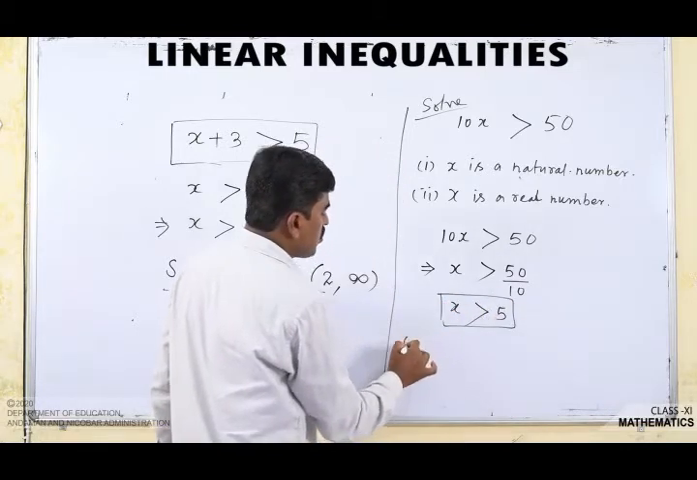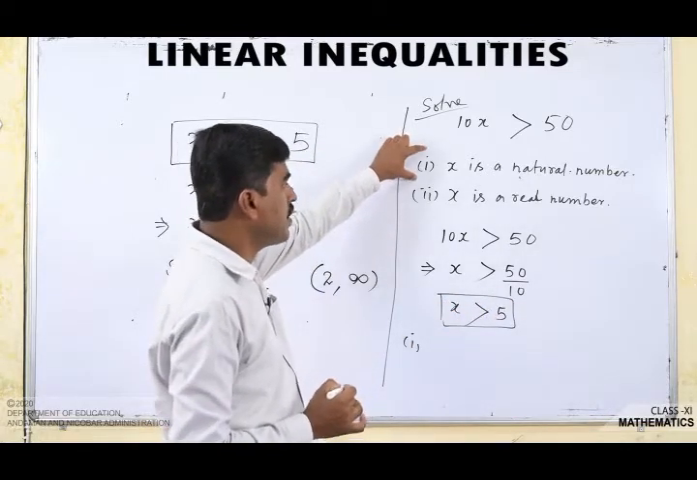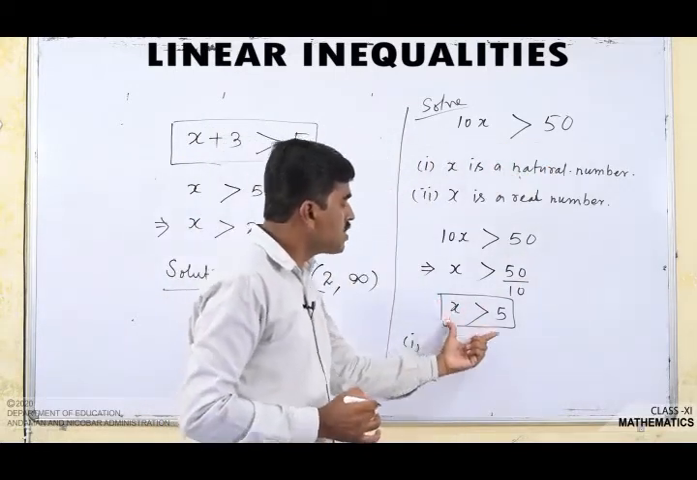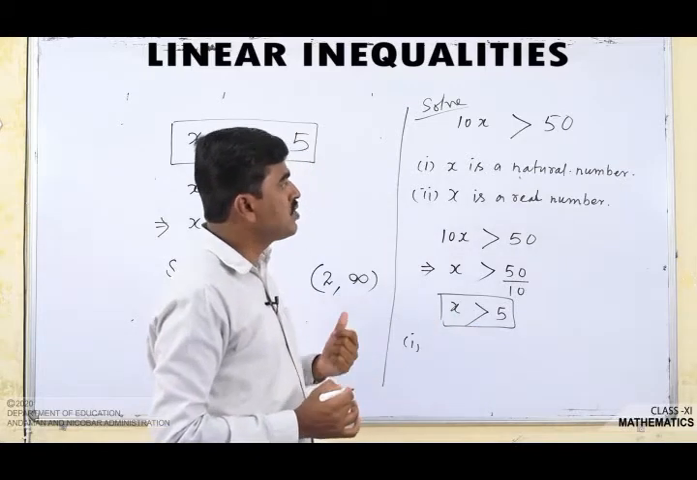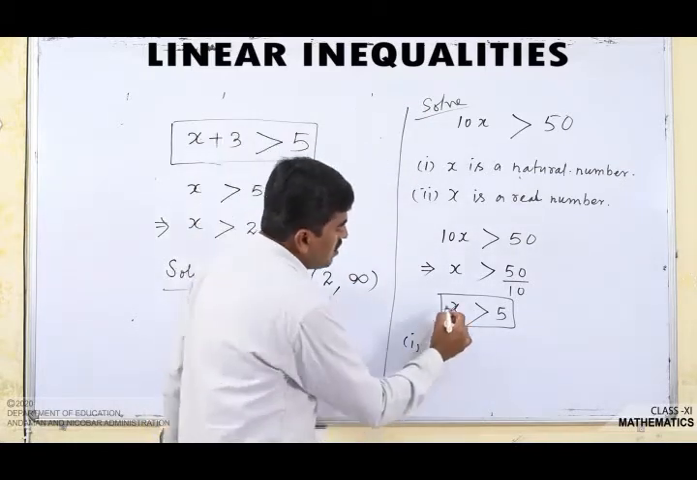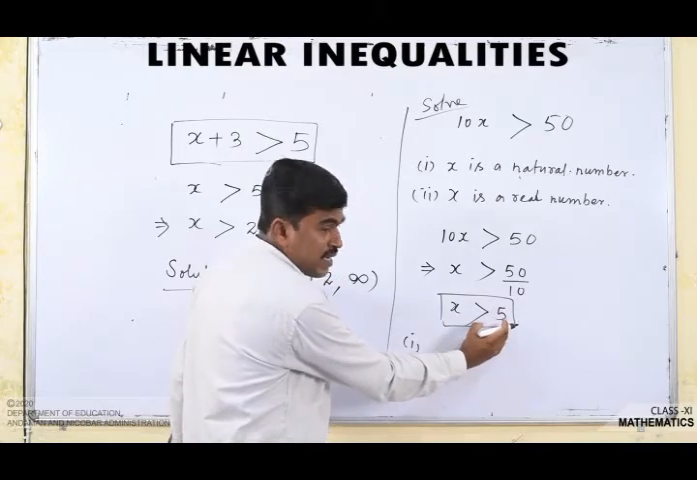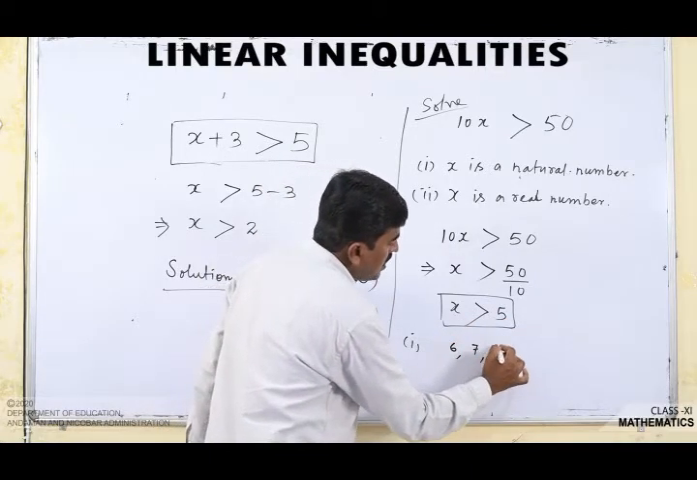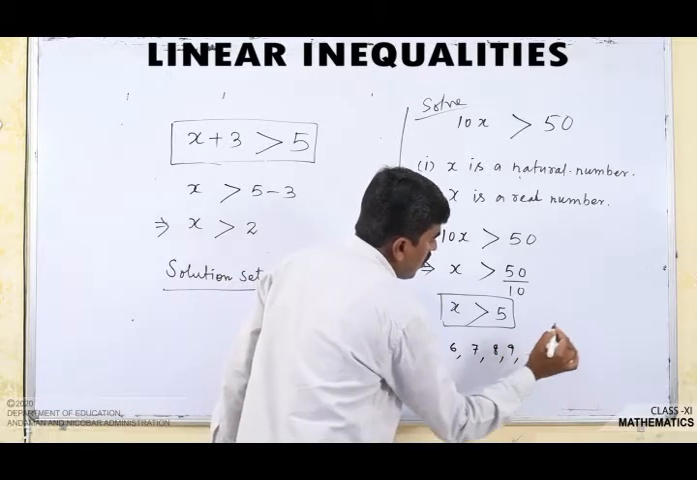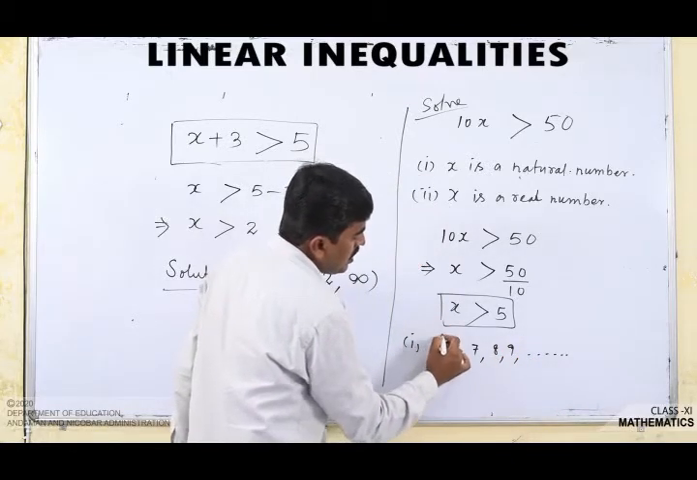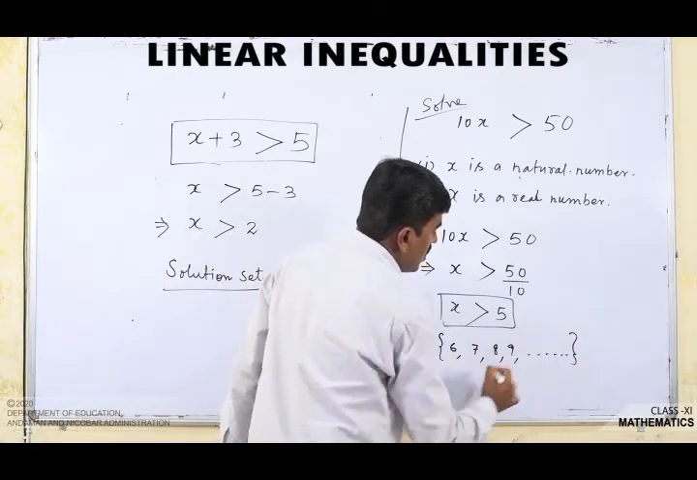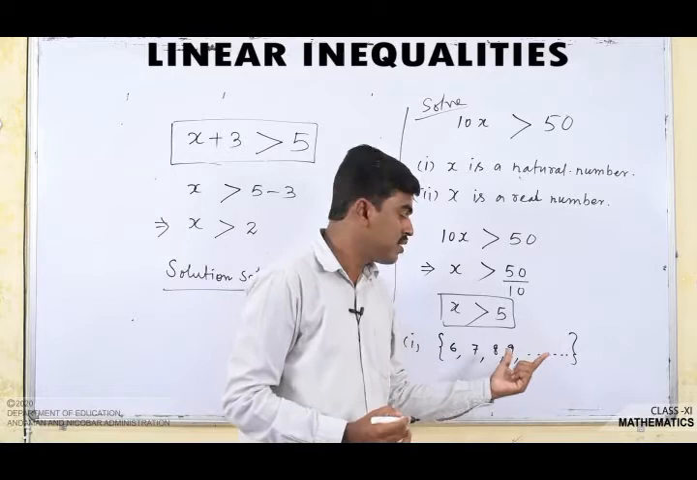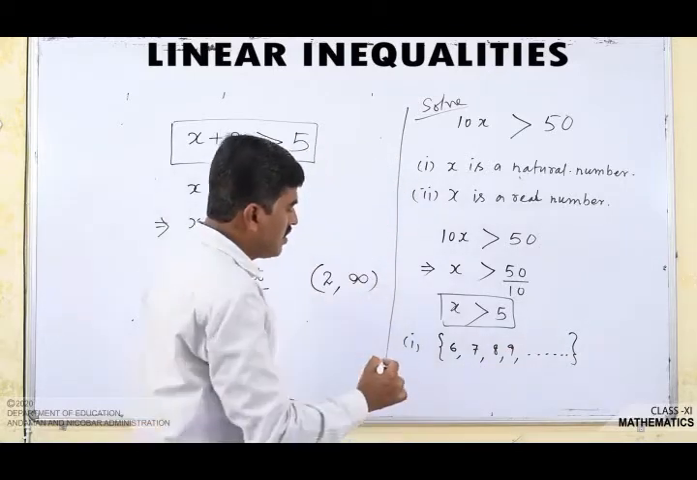Now as per our question, what is the first part? The first part is x is a natural number. So what are the possible solutions of this inequality? x is greater than 5 means what natural numbers are greater than 5? That is 6, 7, 8, 9 and so on. So we have to write again in the form of a set. If x is a natural number, these are the possible solutions: 6, 7, 8, 9.